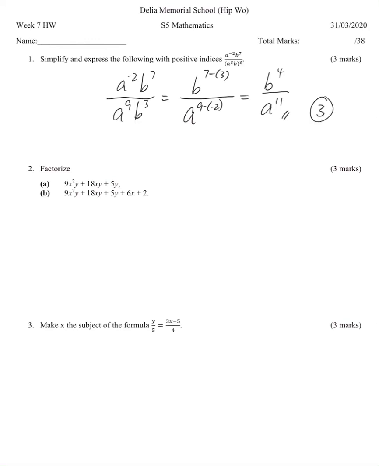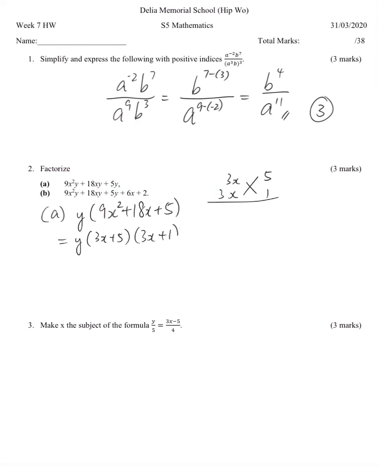3 marks. And for the second question, first always double check if there's anything that you can take out from all the terms. In this case there's a y, because there's a y in the 9x squared y, 18xy, and then 5y. So there's a y you can take out first, and then what you have left is a sort of quadratic equation. So in that you need to do the cross method, or you can pick up a calculator and you can get the answer is 3x plus 5 and 3x plus 1.